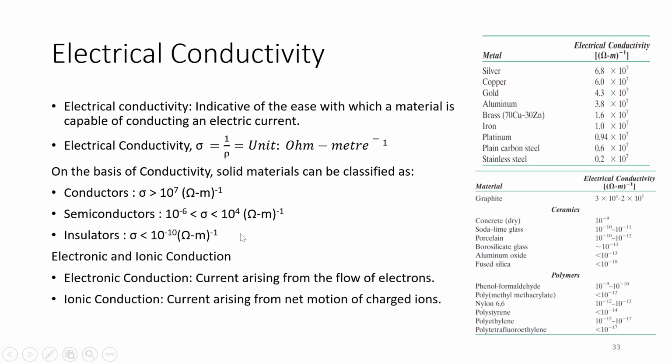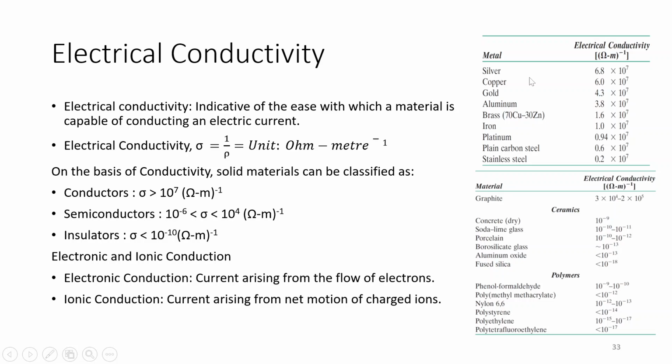So conduction can be of two types, electronic and ionic. In electronic conduction, the current arises from the flow of electrons, and in ionic conduction the current arises from the net motion of charged ions.